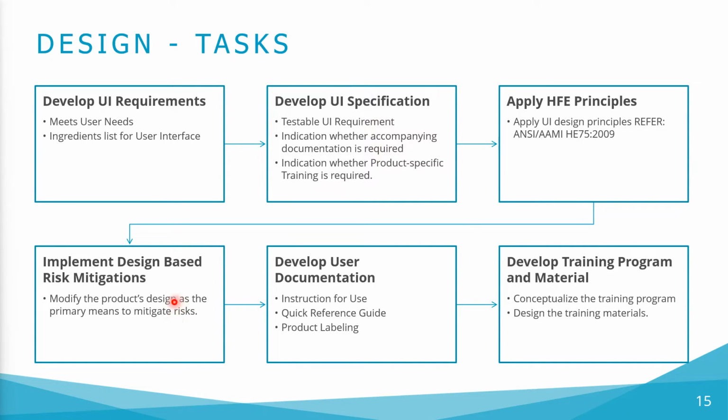Implement design-based risk mitigations. As the use-related risk analysis and UI requirements evolve, we must consider further opportunities to modify the product's design as the primary means to mitigate risk. During this step, we will brainstorm how we can change the product to address concerning risks, select our preferred design solution, and implement the changes.